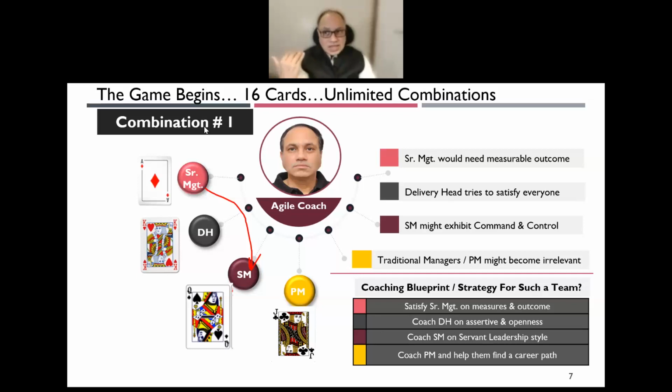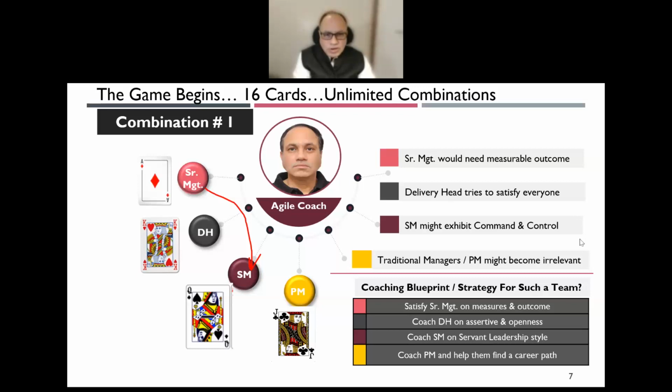So that is the coaching game I call Queen of Hearts. This is a game which I have created, by the way. I have also written an article on this on LinkedIn, so if you're connected with me on LinkedIn, you can read the full article. I really love to play this game, and whenever I get an opportunity, I tend to play it.